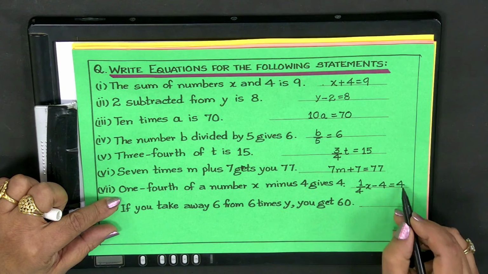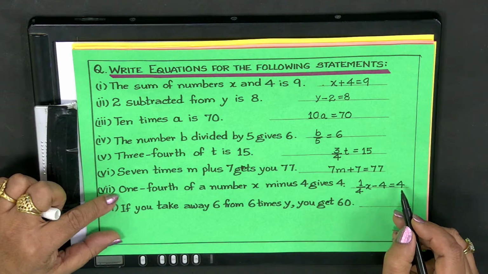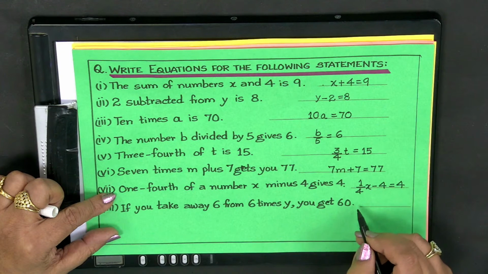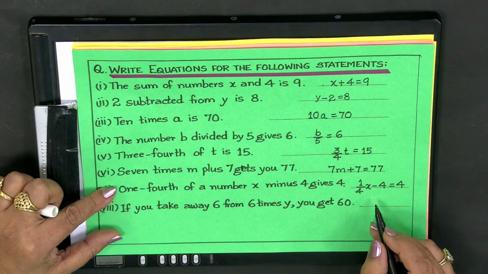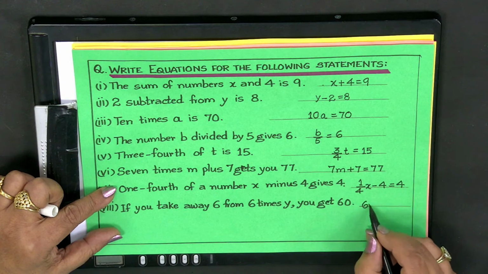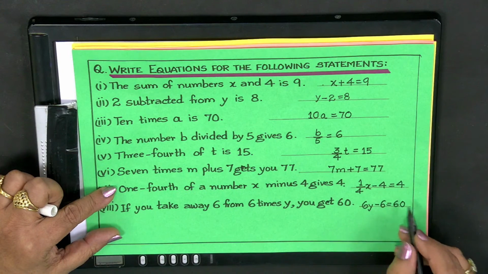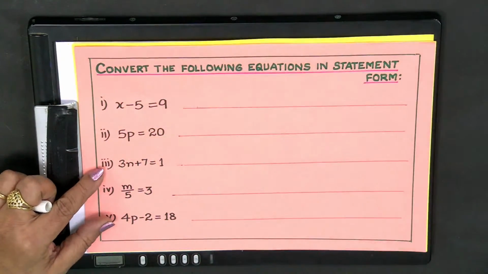Very nice. Good. I hope you are enjoying, children. You must be able to understand this. Yes. If you take away 6 from 6 times Y, you get 60. Again, it's a tricky one. Yes. So I think it would be 6Y minus 6 is equal to 60. That's great. Fantastic. Wow. You have done well. All are correct. Good. Let's try another statement now.